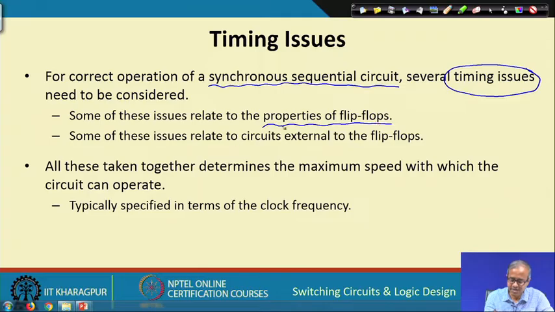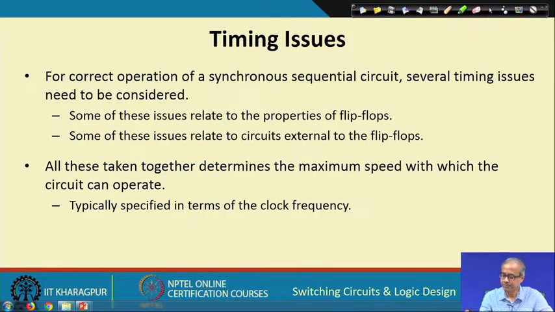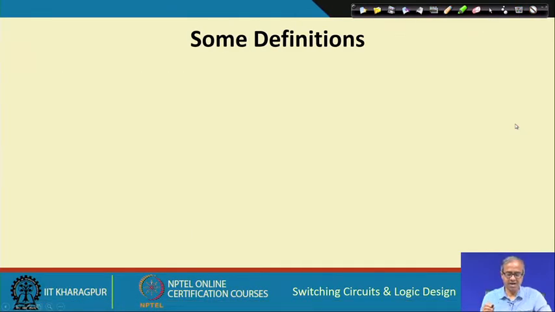And of course, there are some issues which relate to the delays of the circuits which are outside the flip flops. So, all of these taken together will determine the maximum speed of operation of the circuit, and we normally designate the maximum speed of operation in terms of the clock frequency, right. Let us now look at some basic definitions with which we can explain these issues of timing in a much better way.